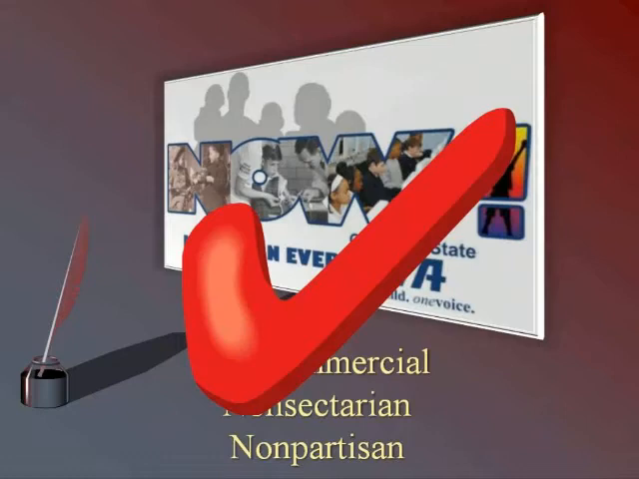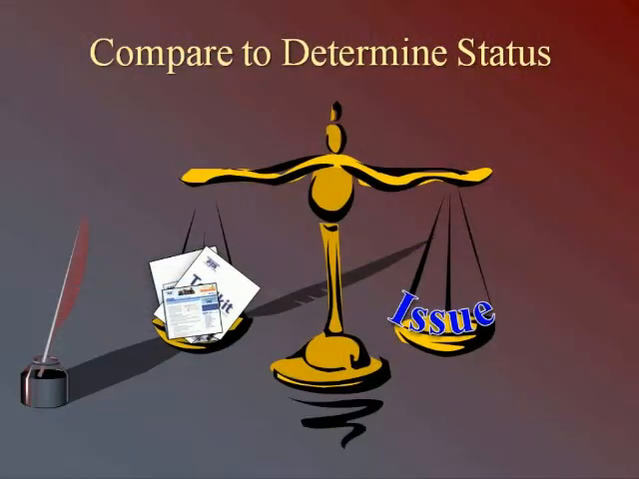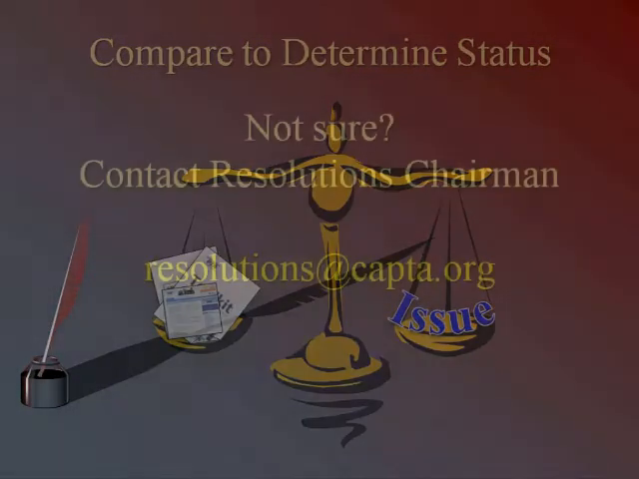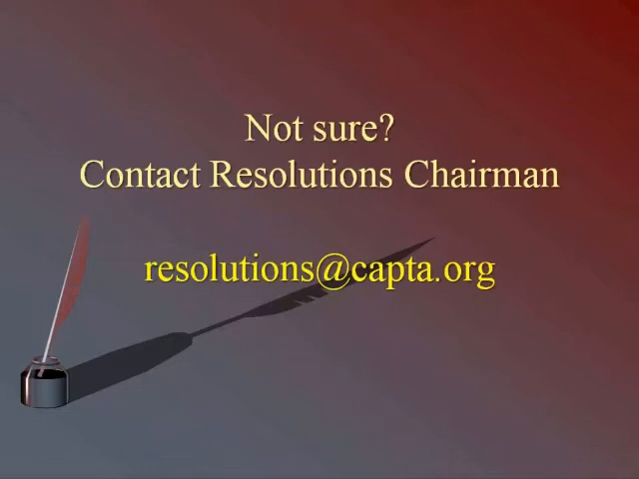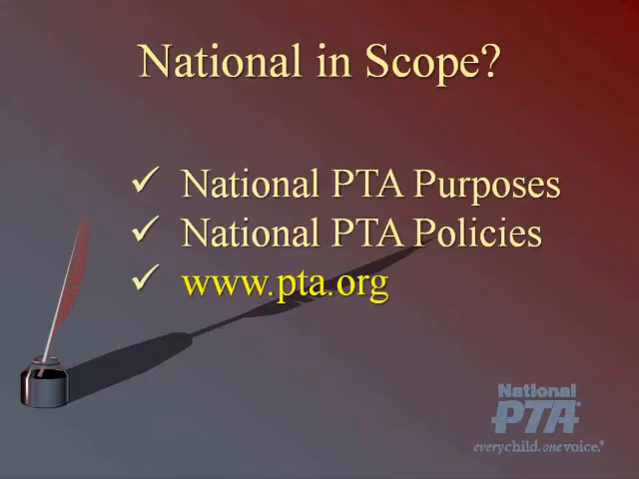The next thing you'll want to do is to research the current PTA position statements and previously adopted resolutions, and these can be found in the toolkit and the resolutions page of the California State PTA website. Compare these to your issue to determine if your topic has been addressed or is being addressed. If position statements or adopted resolutions match up with your issue, or they look similar, or maybe you're just not sure, contact the resolutions chairman for guidance. If you believe your issue has the potential to affect children and youth on a national scale, then you must do the same reviews for the national PTA.